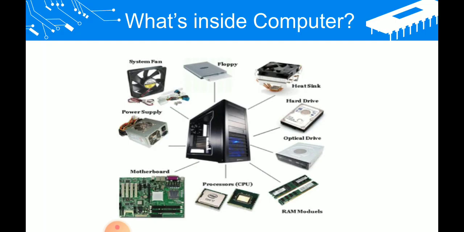Now you can see the same black box which you used to switch on and which you used to call the CPU. In the picture, all the things present in the box can also be seen. That is processor or CPU, motherboard, power supply, system fan, floppy, heatsink, hard drive, optical drive and RAM modules. So these are all the things present inside this box, and the CPU is also one thing present inside that box.